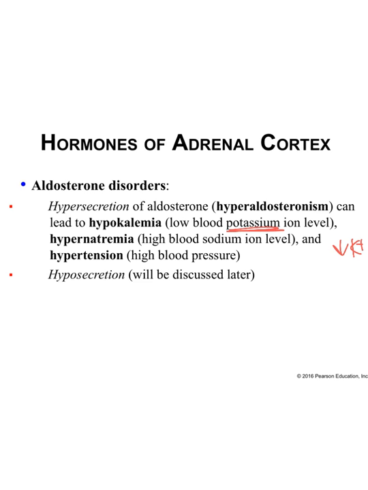It can lead to too much sodium, hypernatremia, which again, sodium potassium levels affect neurons and muscles. And if you have too much sodium, you're retaining too much water, so it's going to cause high blood pressure, which the more technical term for that is hypertension. Hyposecretion will be discussed a little bit later in the presentation.